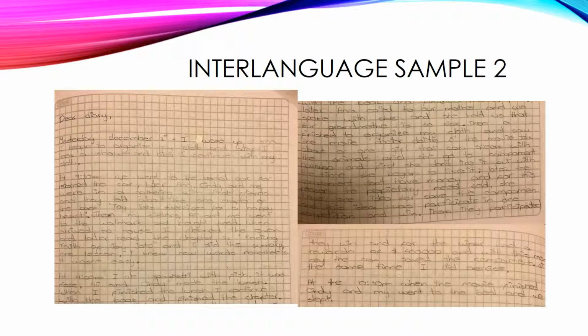This is our second sample. This is from an intermediate high level student whose first language is Spanish and is learning English. Here you can see some of the mistakes. This is her diary made on an exercise of what she used to do every day. So we have examples like this one. At 9:30 we went to the rental car for return the car. So we have a literal translation from her first language, Spanish.